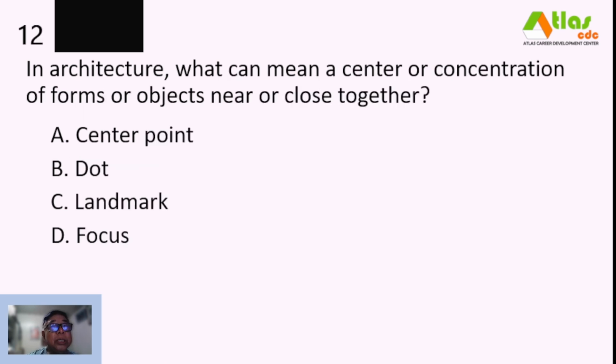Number 12. In architecture, what can mean a center or concentration of forms or objects near or close together? A. Center point, B. Dot, C. Landmark, and D. Focus.